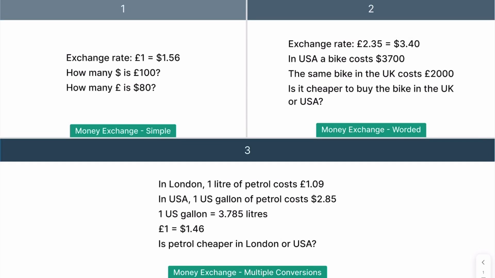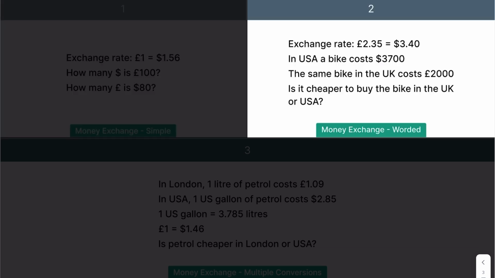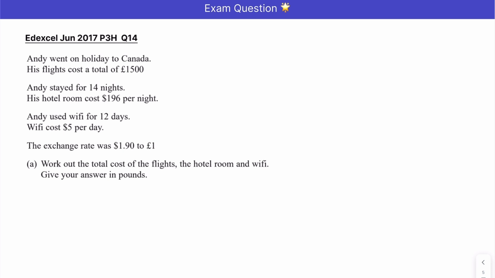Exchanging money is what we're going to look at in this video. We're going to start off by looking at examples like this one here, where we're just asked to exchange money with simple questions. Then we're going to move on to more worded questions like this. And then finally, we're going to look at questions where there's multiple conversions involved. And as usual, we're going to wrap up by looking at an exam question.